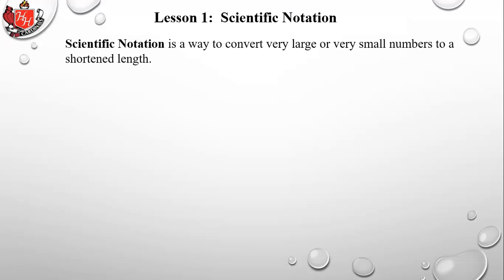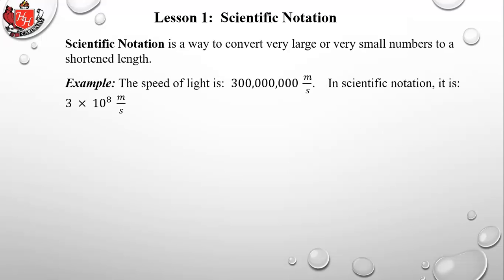Okay, now let's get into scientific notation. You're really going to have to become kind of adept at this. It's not that hard, it just takes a little bit of practice. Scientific notation is a way to convert very large or very small numbers to a shortened length. So the speed of light that you learned about in physics class is 300 million meters per second. But that's kind of a long number to write, and believe me, there are numbers much, much longer than that we use in chemistry. So in scientific notation, it's 3 times 10 to the 8th power. That means the 8 would tell you how many zeros there are behind that 3. It's just a shorter way to write very large or very small numbers.